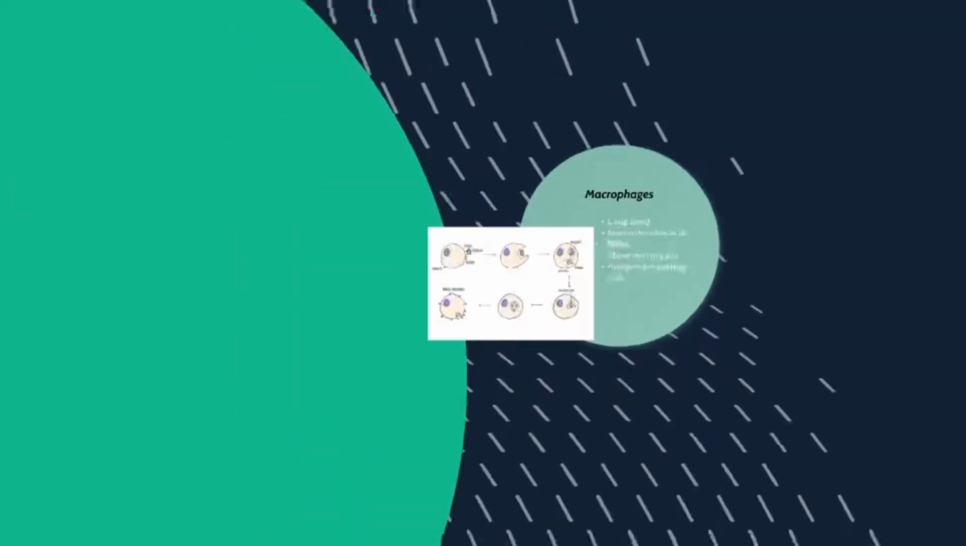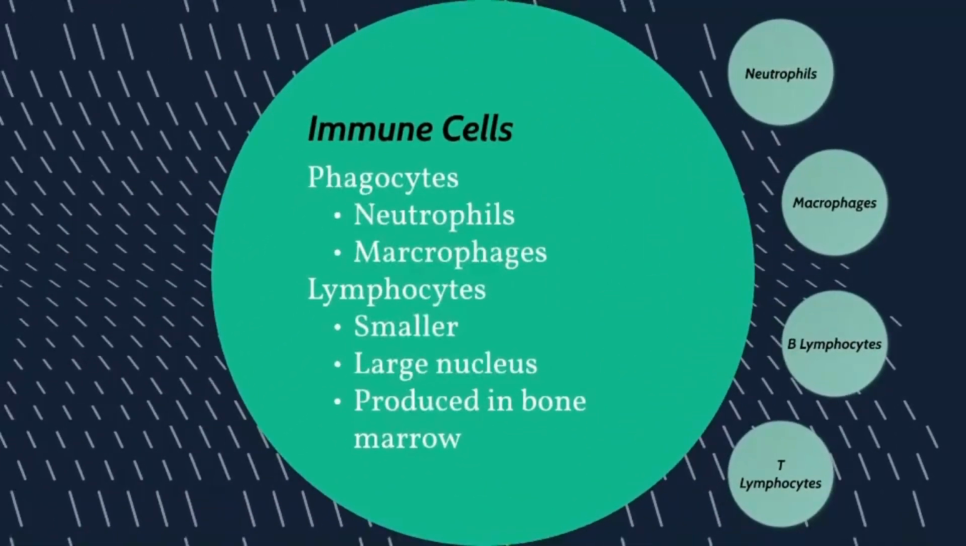Now that I've talked a bit about what neutrophils and macrophages are, which are both types of phagocytes, I'm now going to talk about lymphocytes. Lymphocytes are much smaller than phagocytes, and they have a large nucleus, and they are produced in the bone marrow. There are two types of lymphocytes we're going to talk about today, B lymphocytes and T lymphocytes. The way in which these two cell types function is very different.